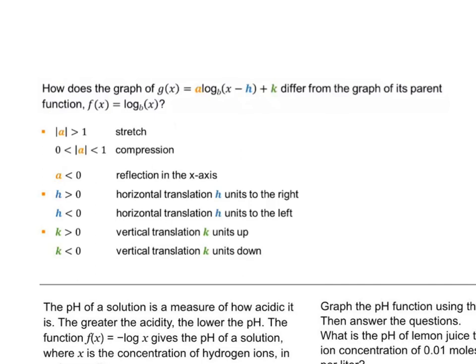So stretch kind of makes it fat. Compression makes it thin. The way I think about that is that if your value of a is big, it's going to make it fat, and then a compression is going to make it thin. And if a is negative, then it's going to be a reflection over the x-axis. h is your horizontal translation, and k is your vertical translation. So just like what we've seen before, and that's what we've got.